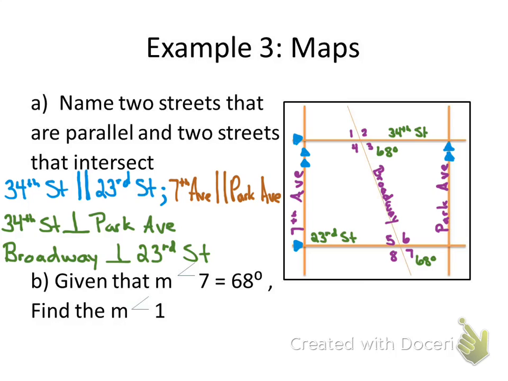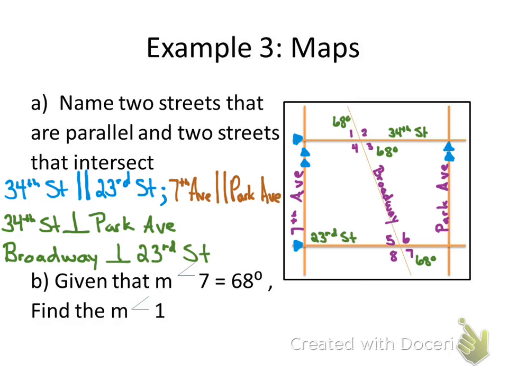Well, if angle 3 is 68, what's angle 1? 68. How do you know that? Because they are vertical. So now I can answer the question. The measure of angle 1 is 68 degrees. Okay, but I'm not done yet. All right, if angle 1 is 68 degrees, I can figure out all the rest of them.